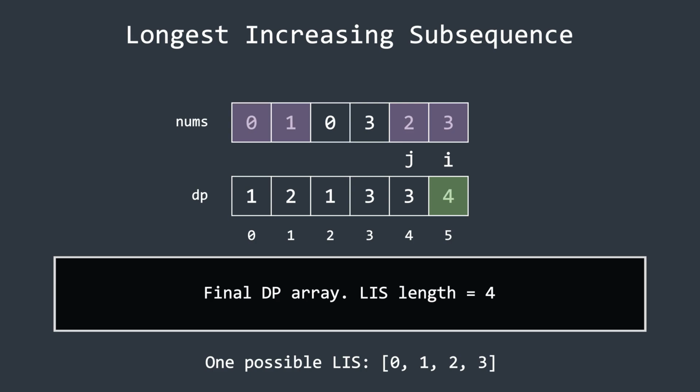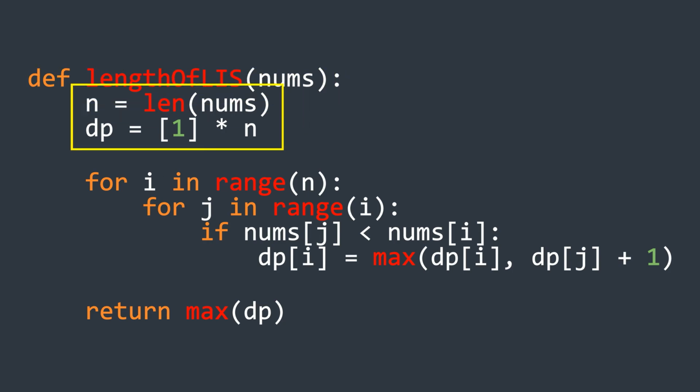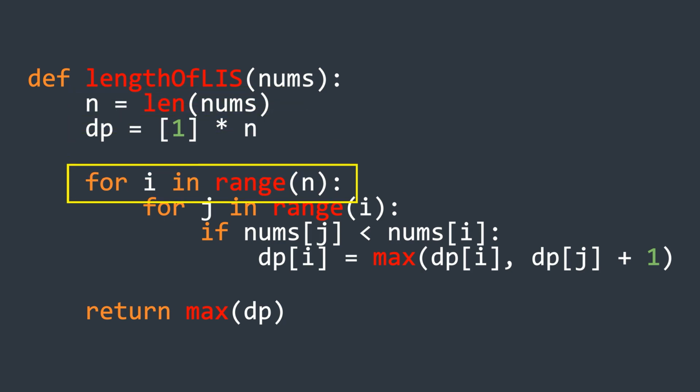And if you have understood the algorithm visually, the code is quite straightforward. Start with the function definition, taking the array as an input parameter. Define n, which is the length of the array, and initialize a DP array of the same size as the input array, setting all the elements to 1. Run a loop for n times to iterate through each element in the array.